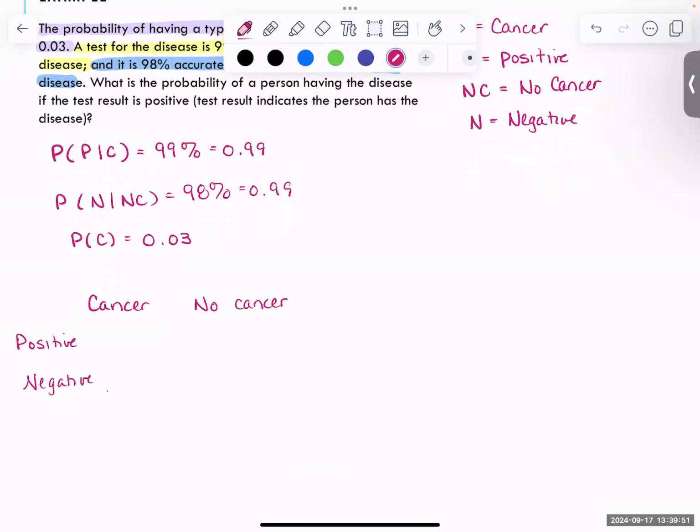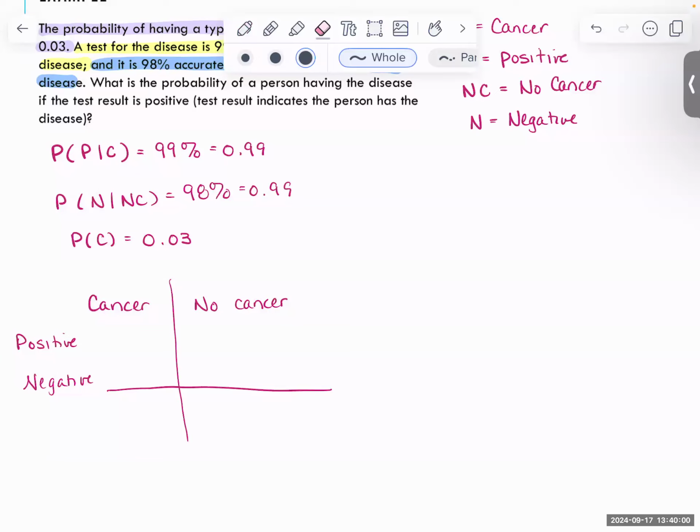Now I do have some information already. I do know the probability of getting this cancer is 0.03. So the total of my cancer column should be 0.03. So if 3% of the population has the cancer, 97% does not. So the column sum for no cancer would be 0.97.